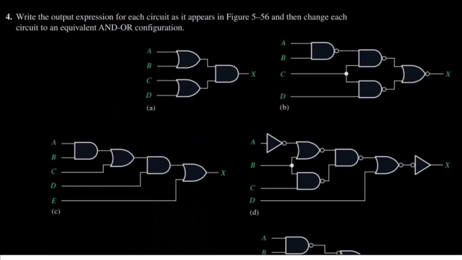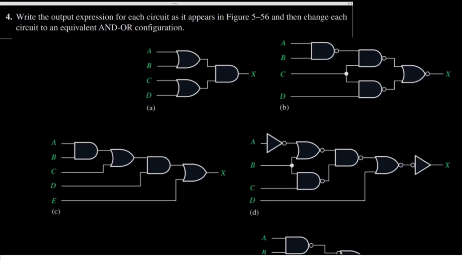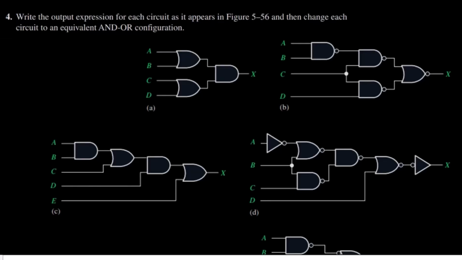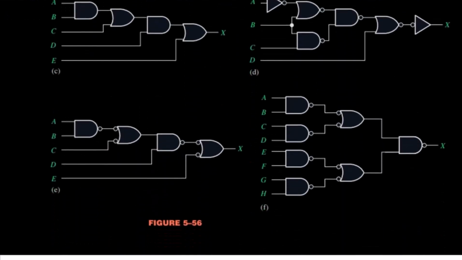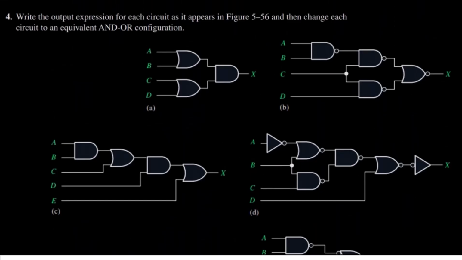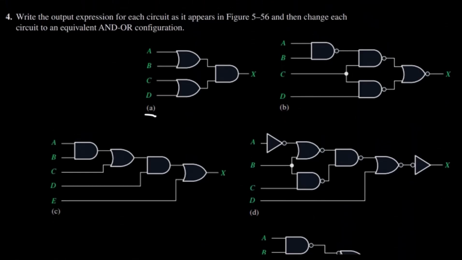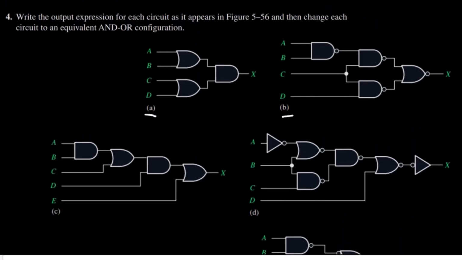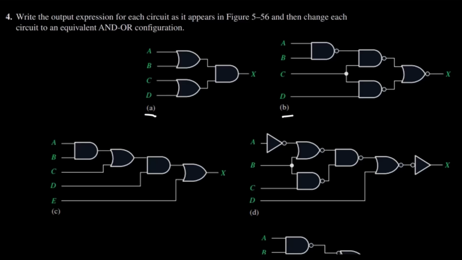Welcome back, guys. So this is question number 4, and here we are asked to write the output expression for each of the circuits as it appears in figure 5.56. We can see that it consists of many parts, which are A, B, C, D, E and F. But today we are going to solve just parts A and B here. Then change each circuit to an equivalent AND-OR configuration. How to change the given configurations to their AND-OR configuration, we will see later on.